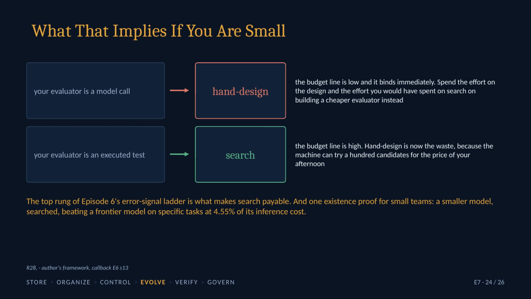The top rung of episode 6's ladder is what makes search payable. And there is an existence proof: a smaller model, searched, beating a frontier model on specific tasks at 4.5% of its inference cost.